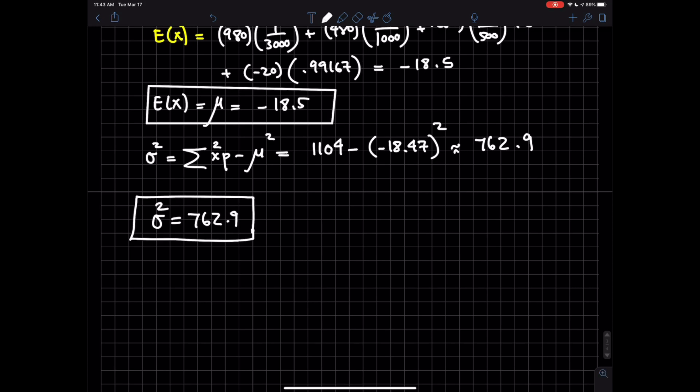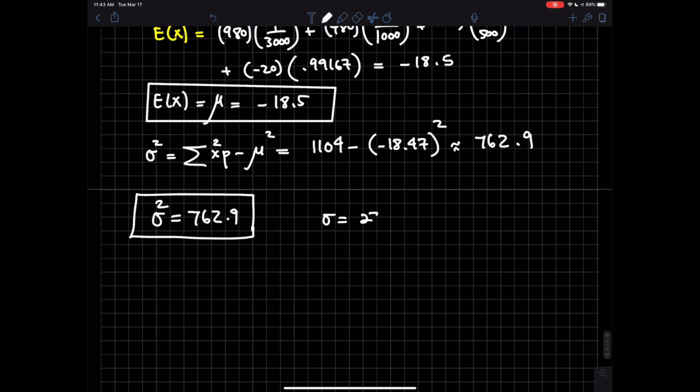And if I calculate the square root of this value, 762.9, on a spreadsheet, I get 27.6. So my standard deviation is 27.6. So that's how you calculate, once more, the expected value, the variance, and the standard deviation of a probability distribution.